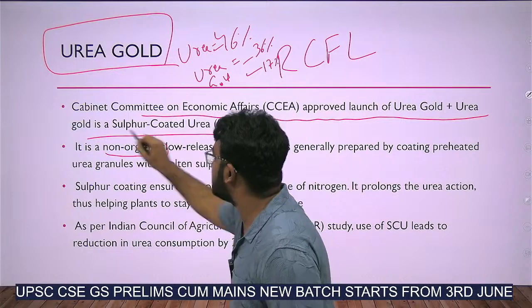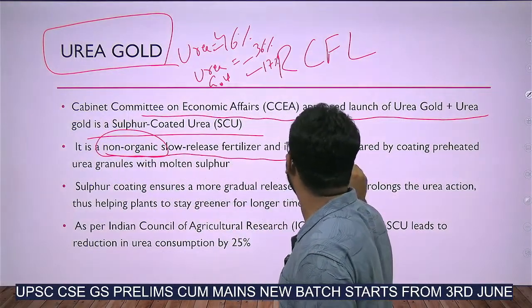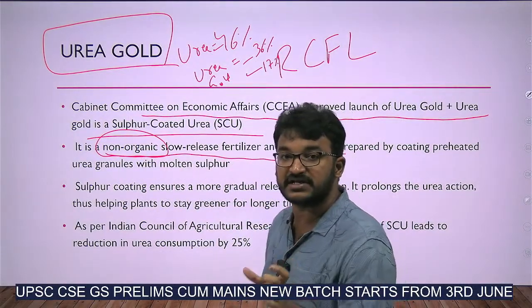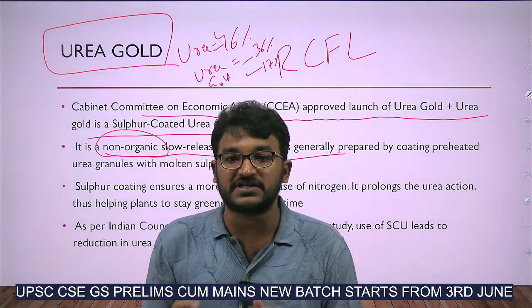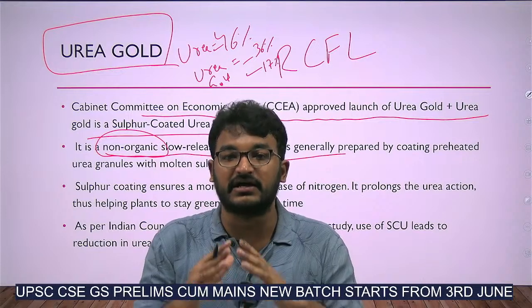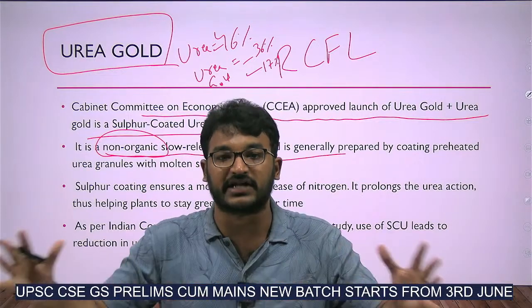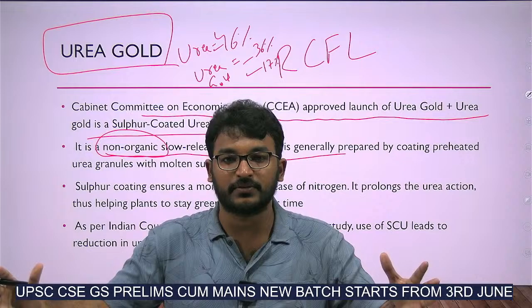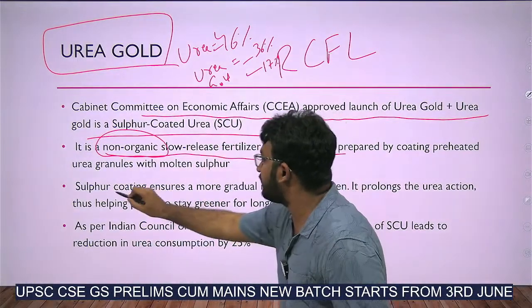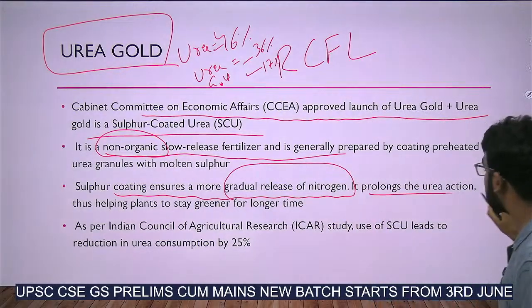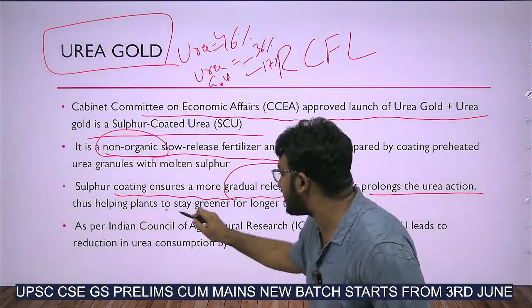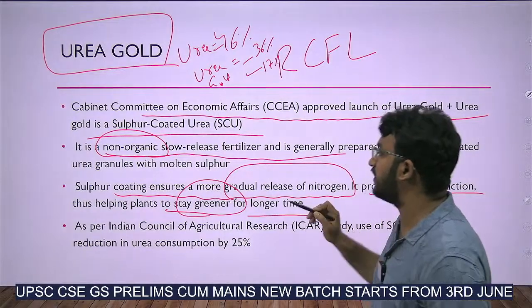Since it is a non-organic slow release fertilizer, nitrogen release happens in a slow way. With the help of this, plants will be staying greener for a longer time. Sulfur coating ensures a more gradual release of nitrogen. It prolongs the urea action, thus helping plants to stay greener for a longer time.